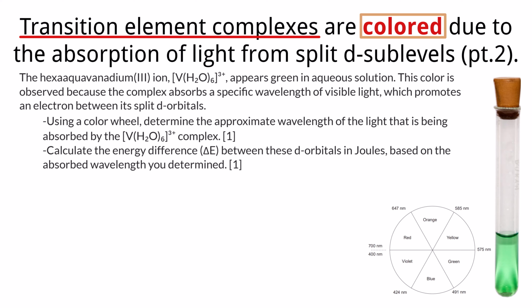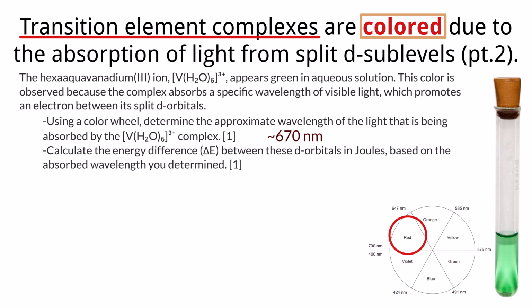Okay, now that you're ready, let's go through the answers and talk about how to approach them. For the first part, we can use a color wheel to estimate the absorbed wavelength based on the color given. Because the color appears green to our eyes, the absorbed wavelengths will be opposite of that on the color wheel and be in the red range. We can estimate the absorbed wavelength to be around 670 nanometers.